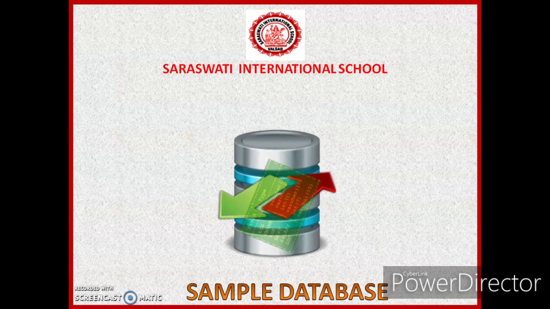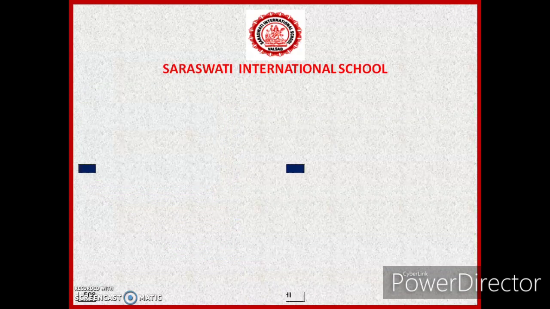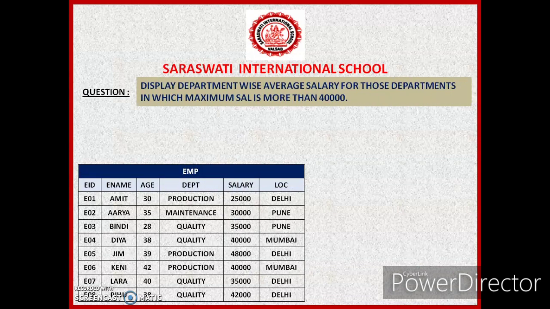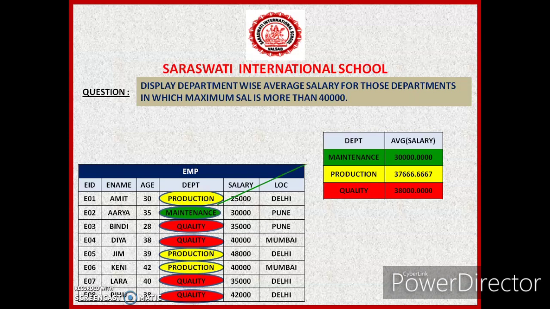In the sample database, again I am going to take table EMP. Today's first question is this. Here first we will have to create groups according to department because, as you can see, in the question it is written department wise. So the first group is maintenance, then production and then quality. After forming groups, when we apply function AVG on salary, we can calculate average salary values. See here.